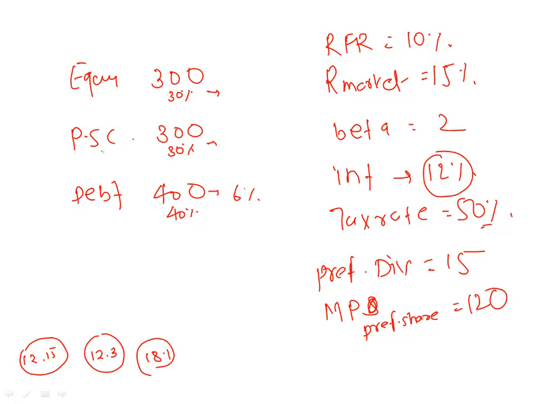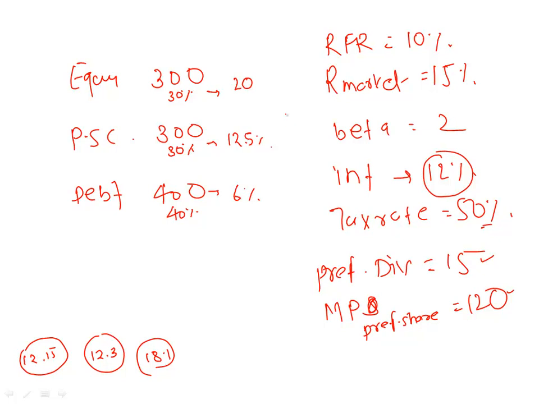Now calculate cost of preference share. Dividend divided by market price of share. Dividend is 15, market price of share is 120. 15 divided by 120, 12.5. So your cost of preference share is 12.5%. Cost of equity is to be calculated using CAPM because we have CAPM data here. So risk-free rate plus beta into market risk premium. How much is market risk premium? 5%. 15 minus 10. How much markets have earned over and above risk-free rate of return? 5 into 2 is 10. 10 plus 10, 20. So cost of equity, 20.